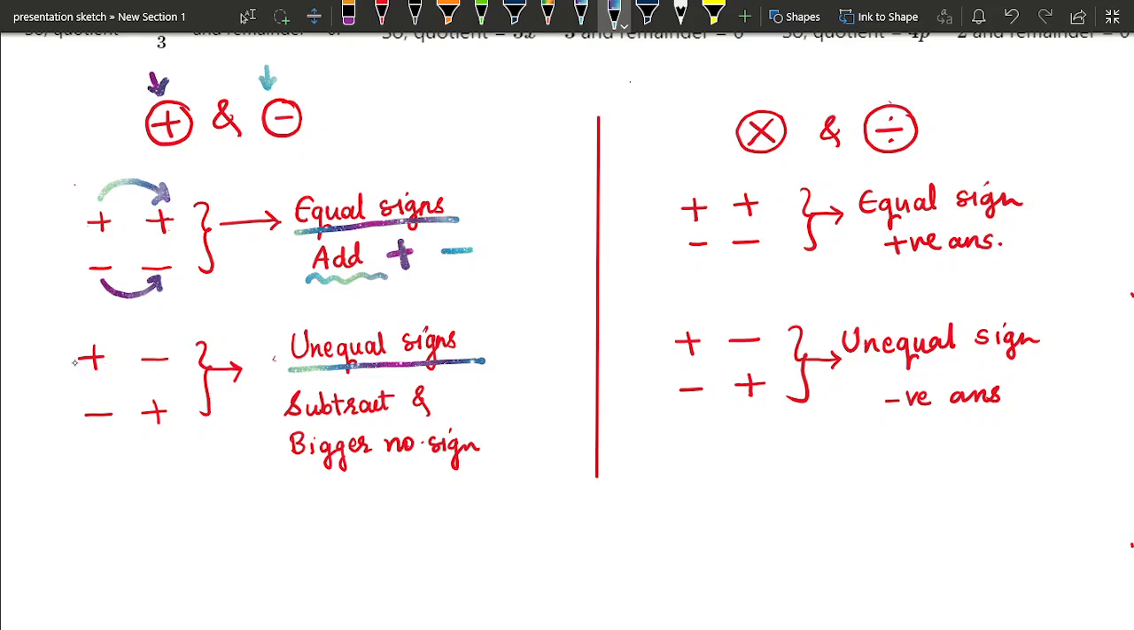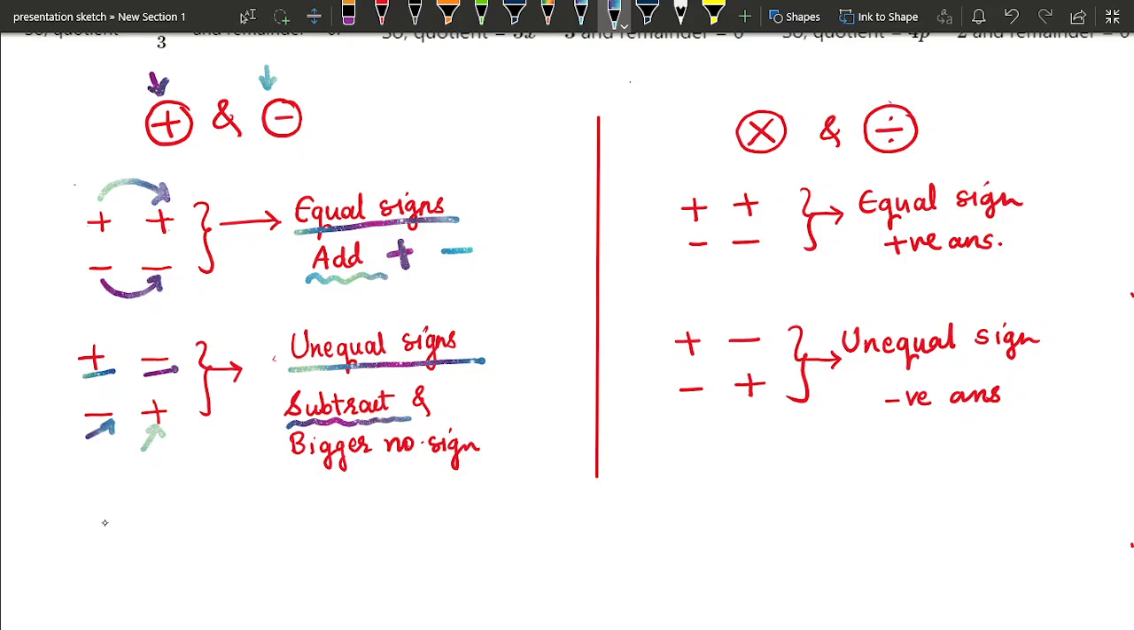But if one of the integers has a plus sign and the other has a minus sign, or the first integer has a minus sign and the second has a plus sign, then the signs are of course unequal. In that case, we subtract the two numbers, or you can say we find the difference between the two integers, and then give the sign of the bigger number.